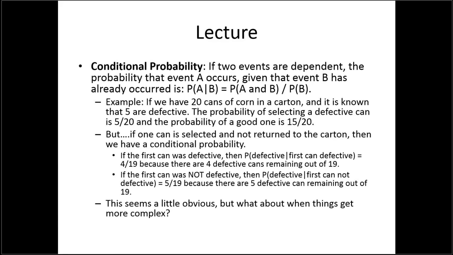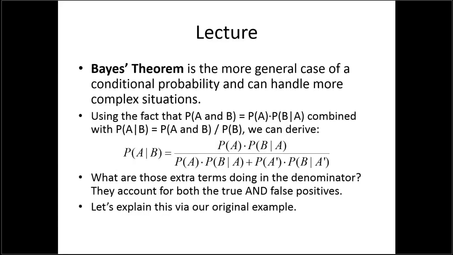Okay, and this is probably not seeming like anything too complicated, but what happens when things do get a little more complicated? What happens when we have more and more possible events? So let's look at the general case of what we just discussed. And this is called Bayes' theorem, which is, as you'll see, extremely important to probabilities.